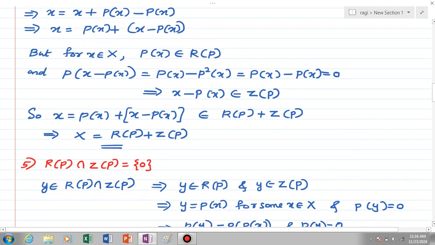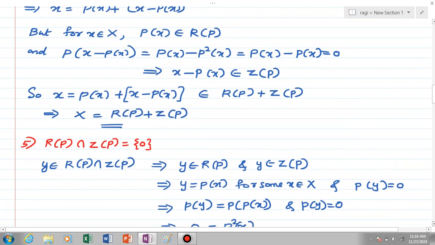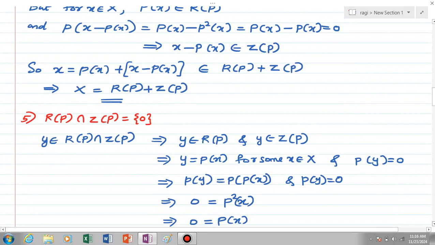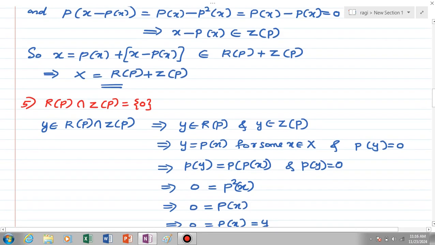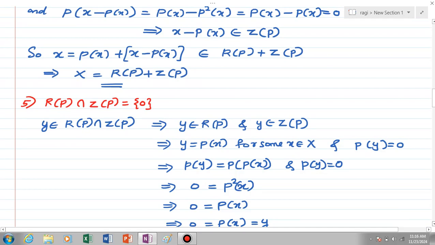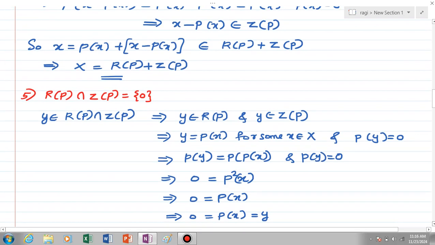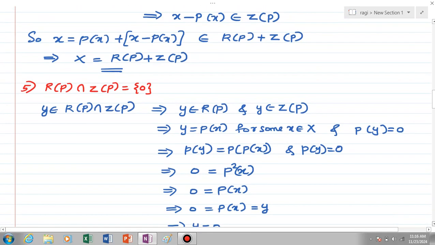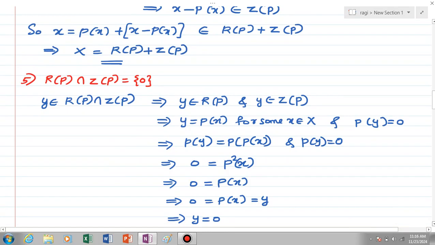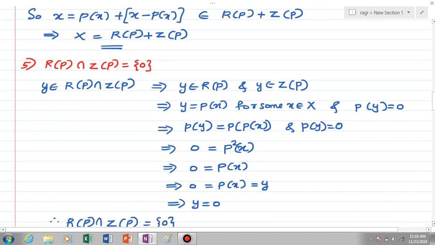Okay, and the fifth one is R of P intersection Z of P is equal to the set {0}. Okay, the common element in R of P and Z of P is the 0 element itself. For that we are checking: let Y element of R of P intersection Z of P, then we have to show that Y equals the set {0}, or Y equal to 0. Y element of R of P intersection Z of P means Y element of R of P and Y element of Z of P.